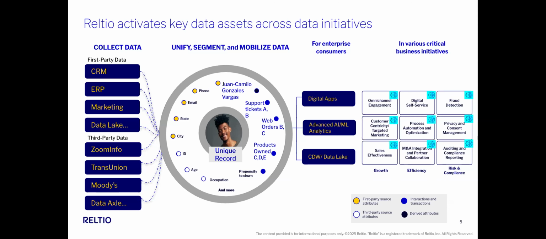All of this can be used to create derived attributes, such as propensity scores, lifetime value, net promoter score, amongst others. From there on, this trusted unified data can be segmented and delivered downstream to marketing applications, sales applications, cloud data warehouses, AI, ML, ultimately enabling various business critical initiatives that you see on the right side.